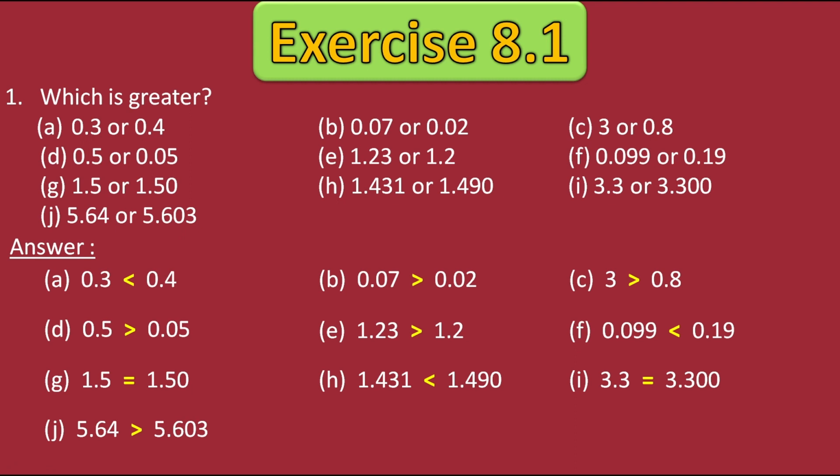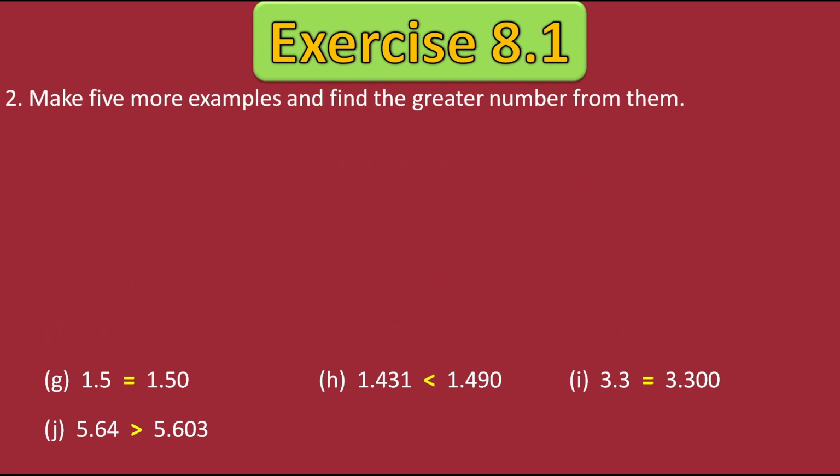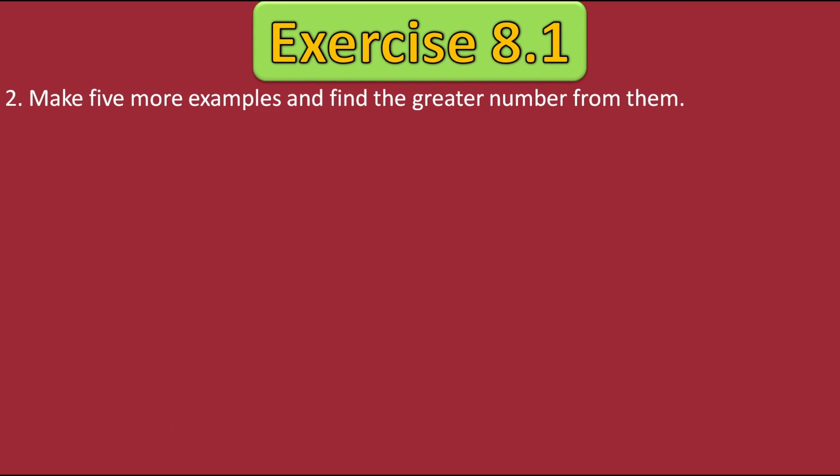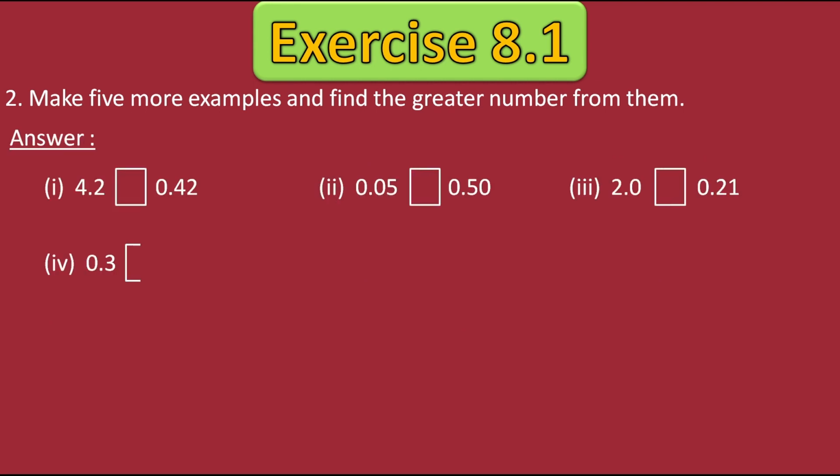Now let's see the second question: make 5 more examples and find the greater number from them. I am taking the examples as these. Let's compare them. First we compare the whole numbers: here it is 4 and here it is 0. As we all know, 4 is greater. So no need to worry about the numbers after the decimal point. 4.2 is greater than 0.42.